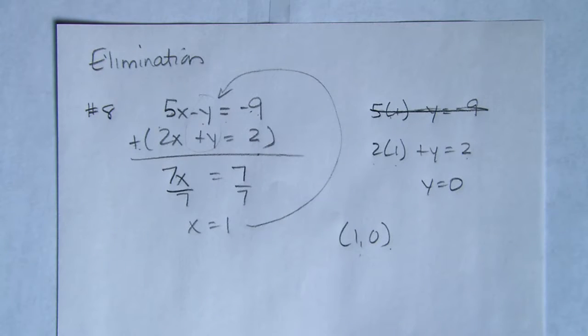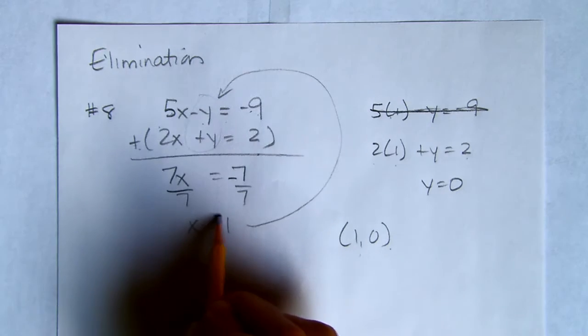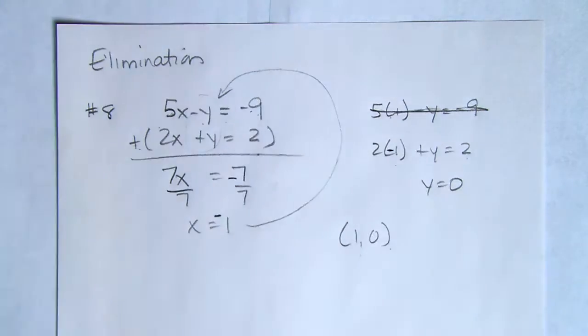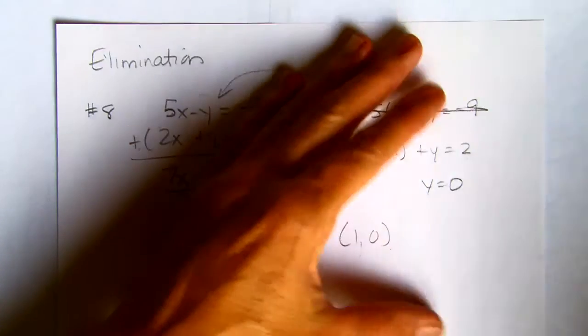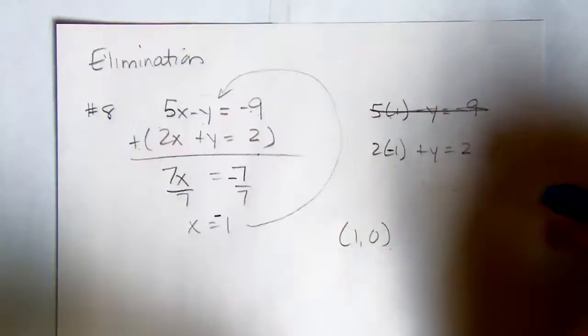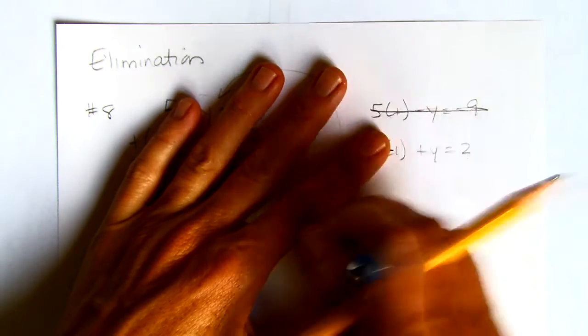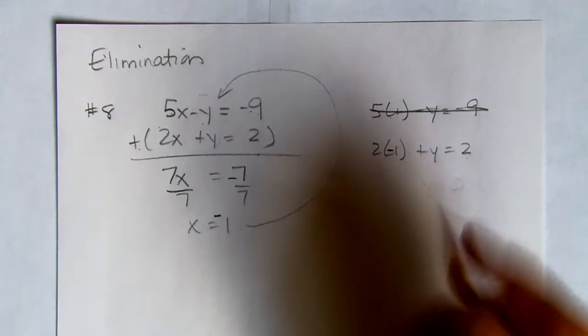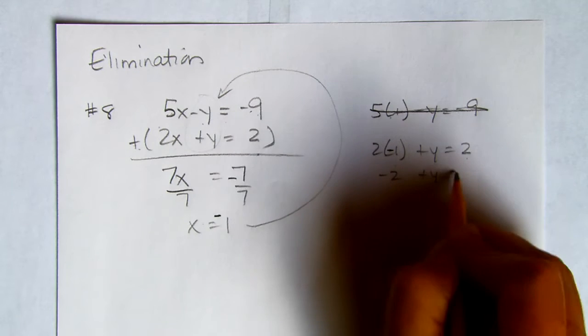Okay, I'm back. I found my mistake. That's a negative 7, so this is a negative 1. See what happens when you go to check it out? 2 times negative 1. And sorry, I'm not starting all over. So 2 times negative 1 is negative 2 plus y equals 2.